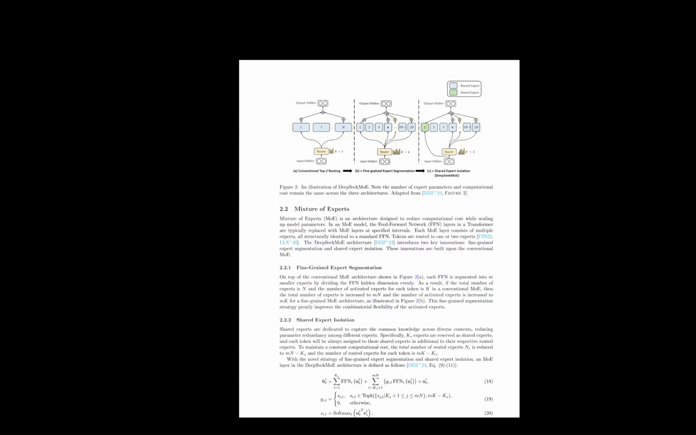With the novel strategy of fine-grained expert segmentation and shared expert isolation, an MoE layer in the DeepSeekMoE architecture is defined as follows [DDZ+24, EC 9.11]: h_t^l = sum over i=1 to K_s of FFN_i(u_t^l), plus the gated sum over the remaining experts, where g_i,t = s_i,t if s_i,t is in the top (mK minus K_s) affinity scores among experts with K_s+1 less than or equal to j less than or equal to mN, and 0 otherwise (19), and s_i,t = softmax_i(u_t^lT e_i^l) (20).